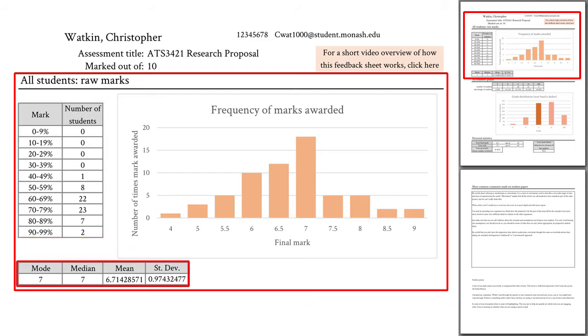And just below that you've got a table running horizontally, with the modal mark, the median mark and the mean mark. And for those of you who like that sort of thing, you've also got the standard deviation of the marks there.